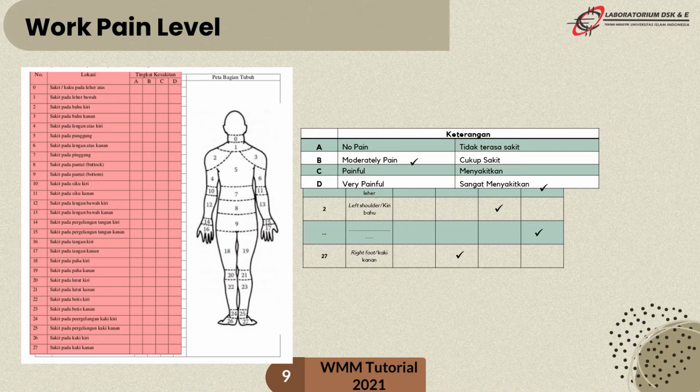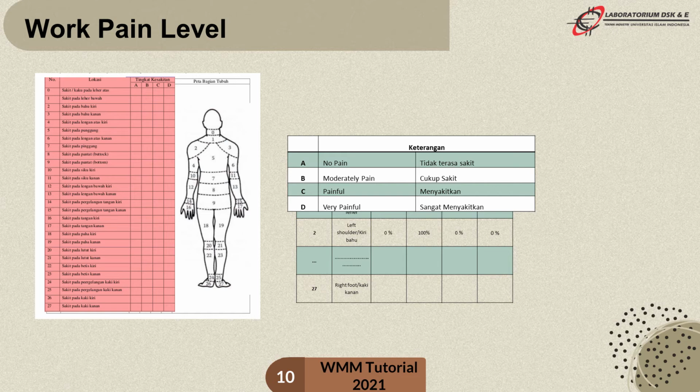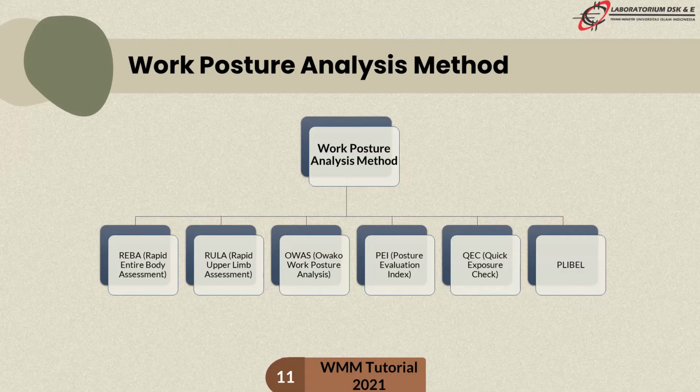There is the location of body parts and maps of body parts. Then there is a level of pain where A means no pain, B means moderate pain, C means painful, and D means very painful.